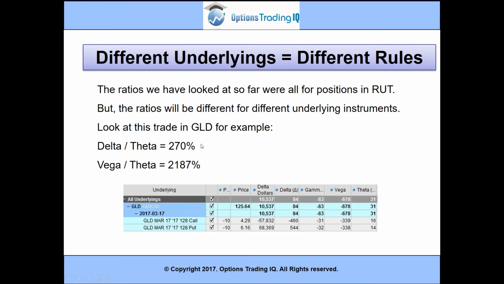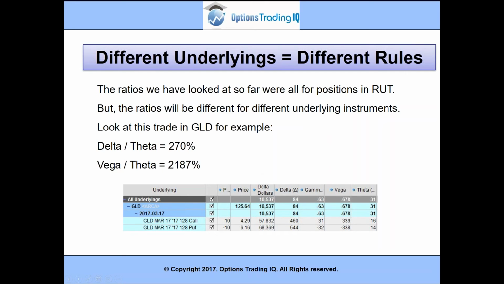Delta Theta ratio, 270%. Okay, massive. We've got 84 Delta, and we've only got 31 Theta. So Delta is way higher than Theta. Okay, so in terms of our Russell rule that we had, this is way out of line. But look at our Delta dollars. It's only 10,000. So maybe that's okay. You're going to have different rules for different underlyings, and it's because the price is much lower.